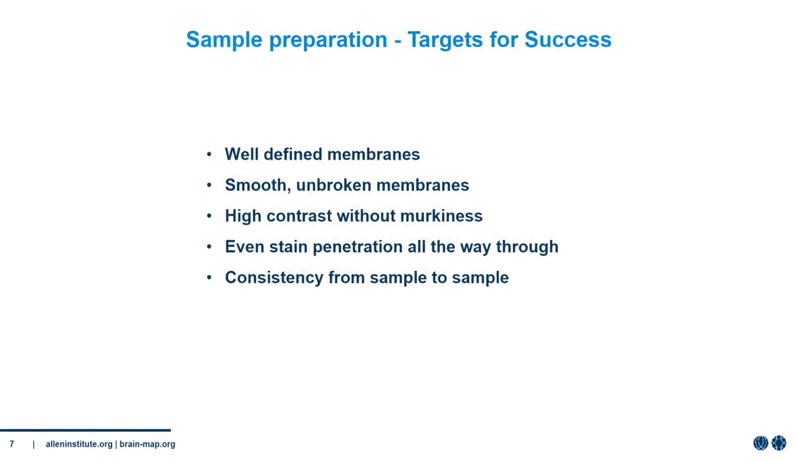So it's very important that our samples have very well-defined membranes that are smooth and unbroken, because any mistake there can lead to a mistake in the autosegmentation. We also need very high contrast so we can do rapid imaging and even stain penetration all the way through these extremely large samples. And finally, consistency from sample to sample. I will now hand it over to Dan, who will tell you about the sectioning phase.